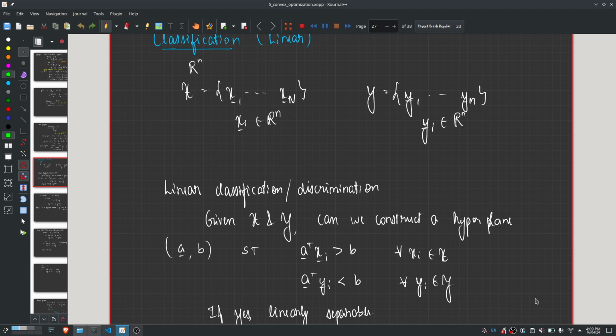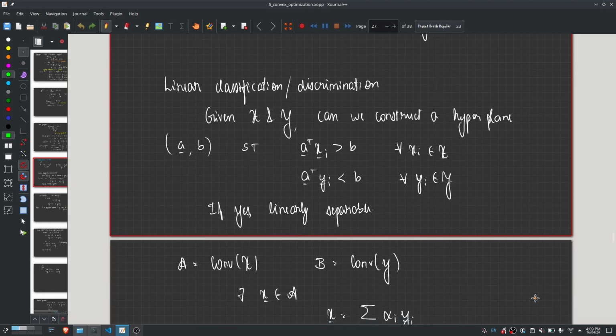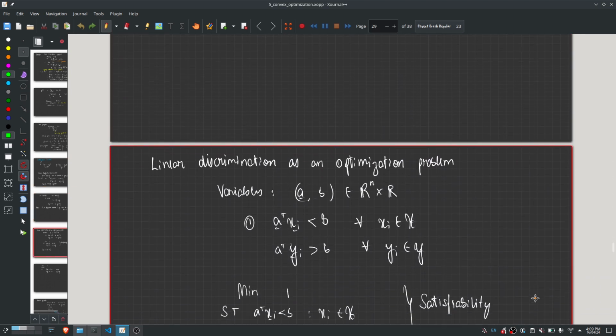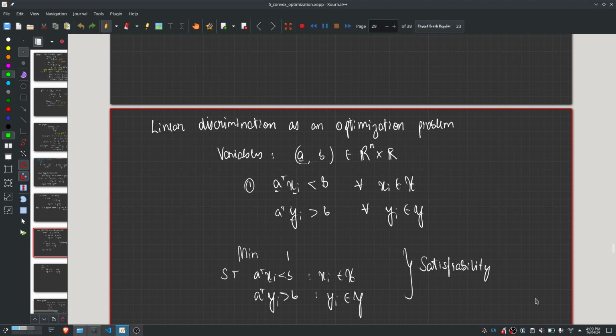So given a linearly separable class, that is two sets of points, how do we construct a classifier, or how do we construct such a hyperplane? That is what we were dealing with in the previous class. And we saw that this could be formulated as an optimization problem. The basic problem can be formulated as essentially just a satisfiability problem. After all, there should exist some a, b such that all points in script X satisfy A transpose Xi less than B, and all points in script Y satisfy A transpose Yi greater than B.